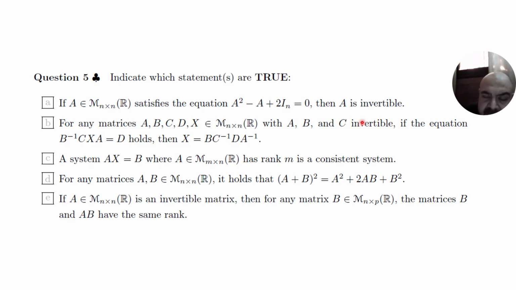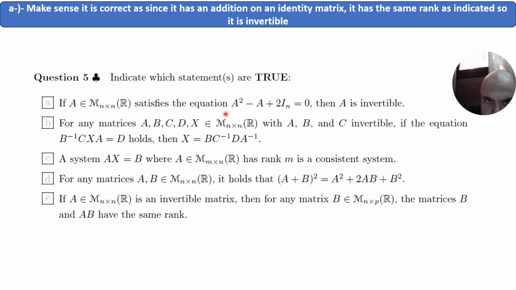Why for sure A is invertible? Because simply you are getting A times A, which is related to the matrix A, minus A, which is related to matrix A, but you are adding In, and In is a square matrix with the same rank, so it will keep the rank and ensure that those ranks are exactly the same as In, so it is invertible. It makes sense, it's correct, as it has an addition to the identity matrix. It has the same ranks as indicated, so it is invertible.